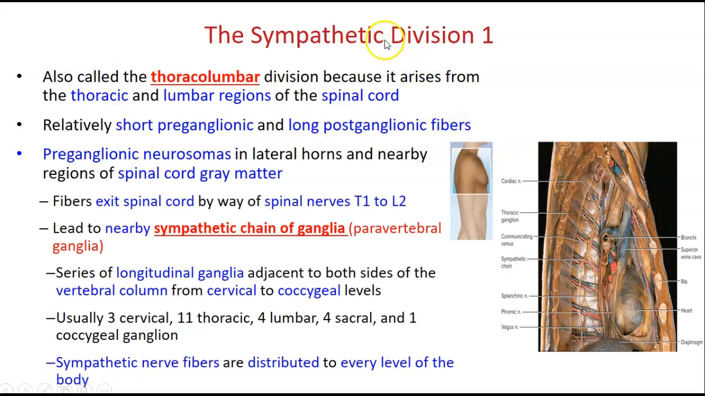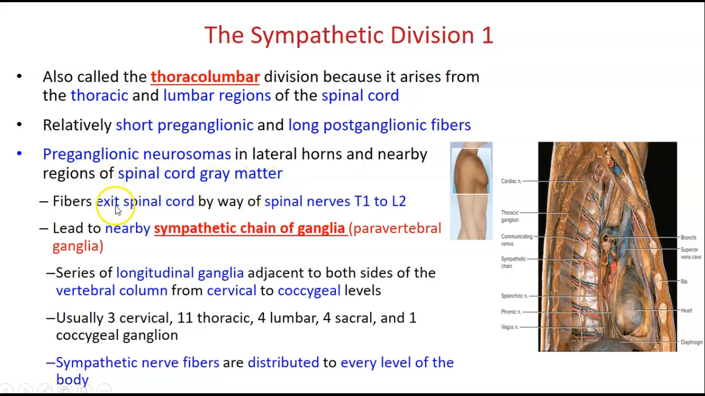The sympathetic division is also called the thoracolumbar division because it arises from the thoracic and the lumbar regions of the spinal cord. The sympathetic division has short preganglionic nerve fibers and long postganglionic nerve fibers. Preganglionic neurosomas are in the lateral horns and the nearby regions of the spinal cord gray matter.